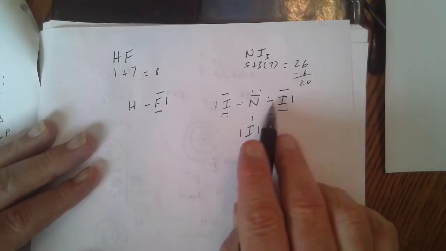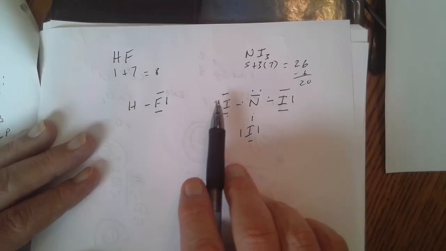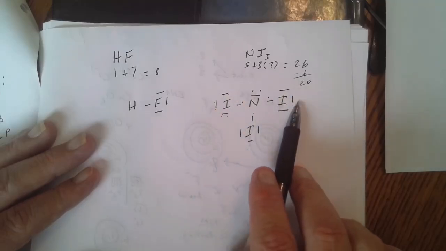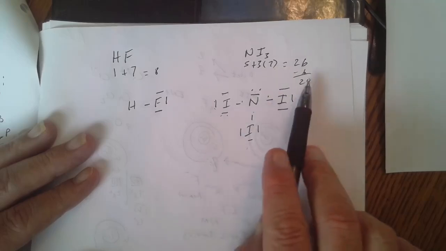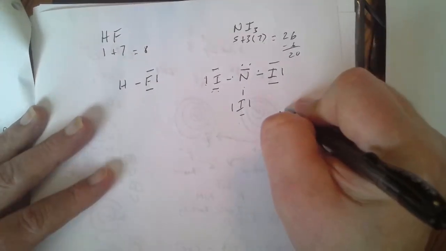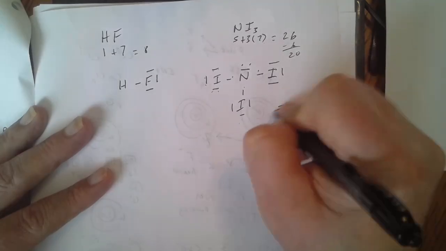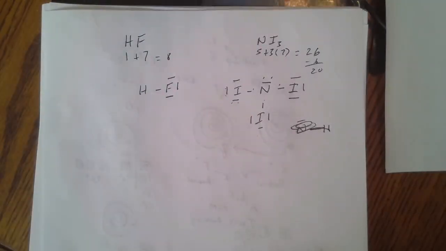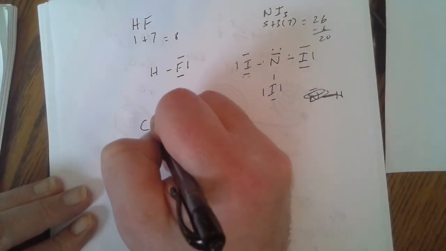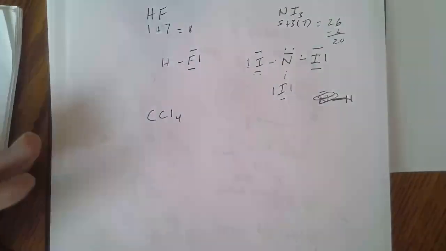Right? Everything is fulfilling the octet. Count them up: 2, 4, 6, 8, 10, 12, 14, 16, 18, 20, 22, 24, 26. That's the original 26. Let's do one more. This one has CCl4. So if you would, go ahead and try that on your own, just real quick on your blank piece of paper.